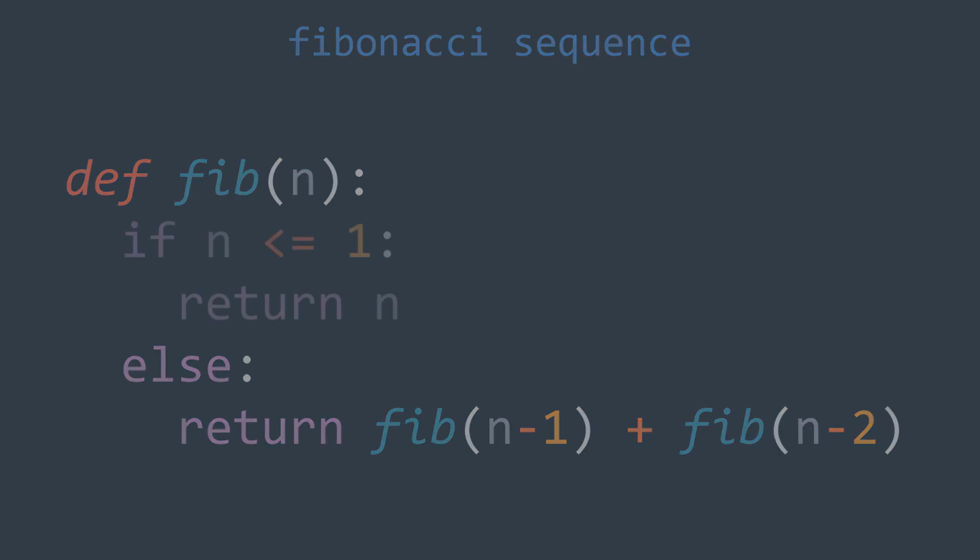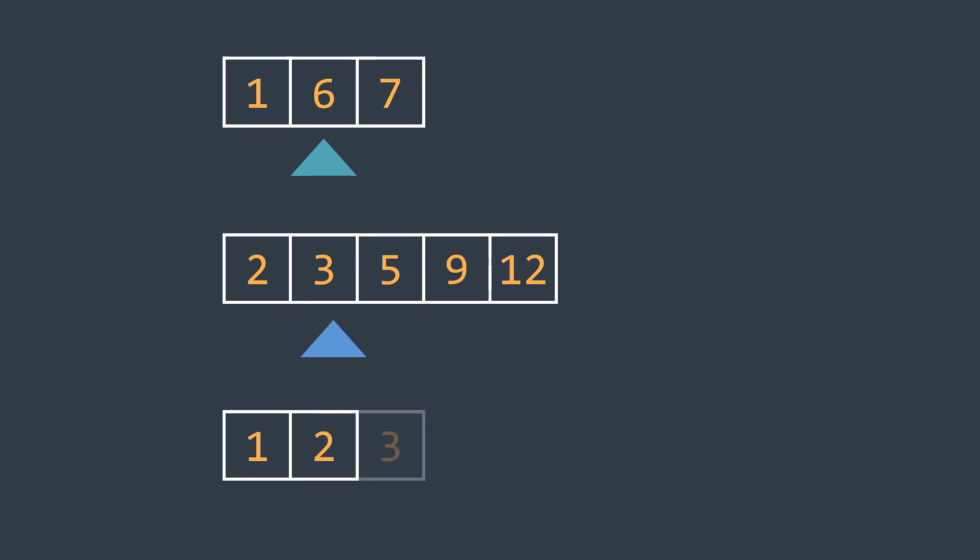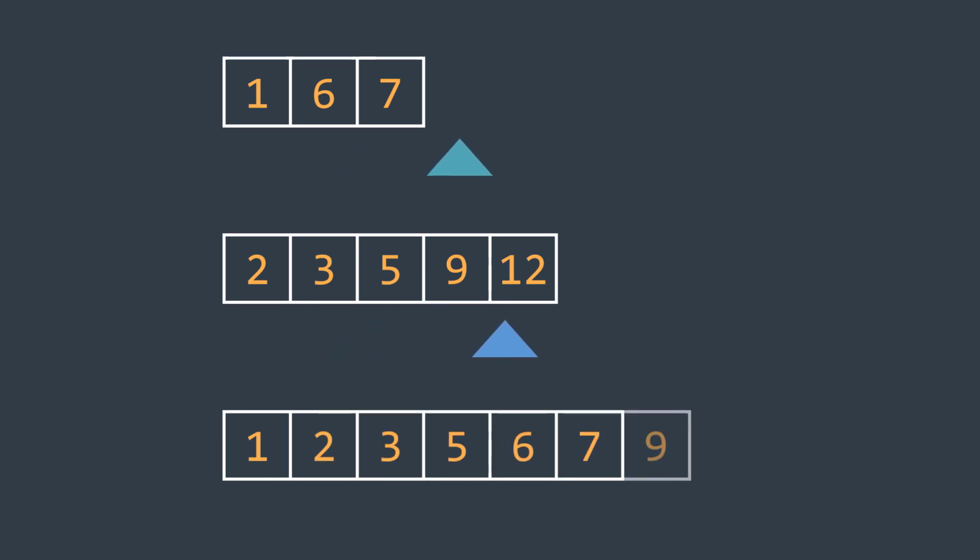Third example, merge sort. We said that to sort an array by using the merge sort algorithm, we have to split it into two parts, sort the left part, sort the right part, and join them by keeping the result sorted. Except if the array has at most one element because it's already sorted, so we return it directly. It's the base case. Note that the merge sorted array function takes two sorted arrays as parameters and returns them merged into a sorted array. It creates an empty array, then it keeps taking the smallest element.